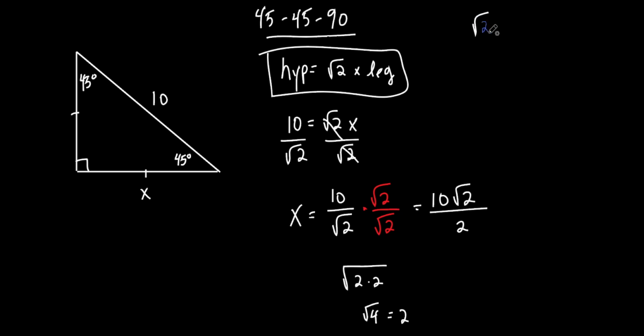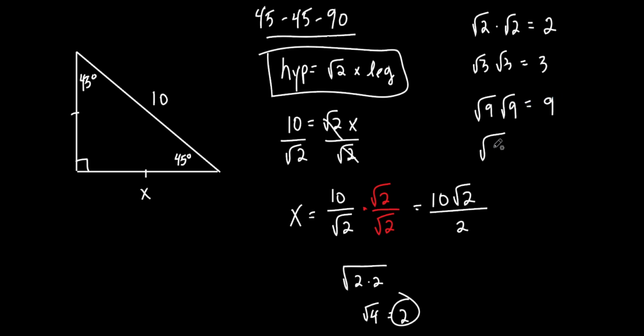So we said that the square root of 2 times the square root of 2 is what? It's not 4. It's 2. Look, the square root of 2 times the square root of 2 comes down to be a 2. What is the square root of 3 times the square root of 3? 3. What's the square root of 9 times the square root of 9? 9. What's the square root of 73 times the square root of 73? It's just 73. Okay?